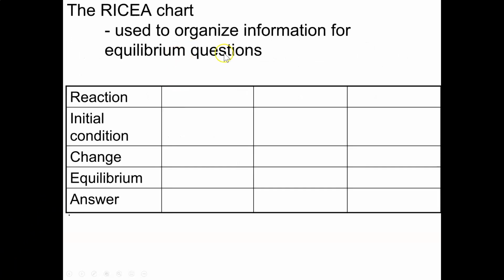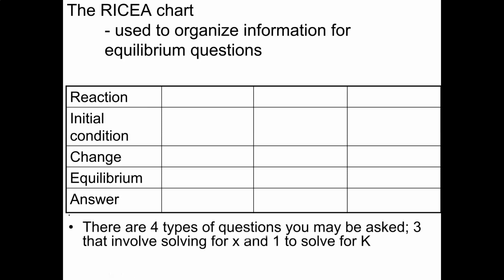All right, so the RICE chart, here's what it is. Reaction, initial condition, change, equilibrium, answer. You just call it RICE. And yes, you would have to do it for every equilibrium question. What happens if you don't? You just made a stupid mistake. You lost all the points. Don't do that to yourself. It takes a little time to get accustomed to it, but once you do, you realize it makes your life easier, not harder. So there are 4 types of questions.